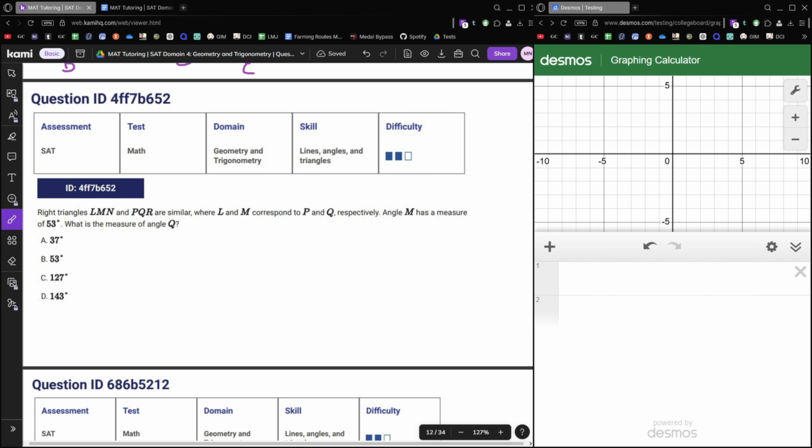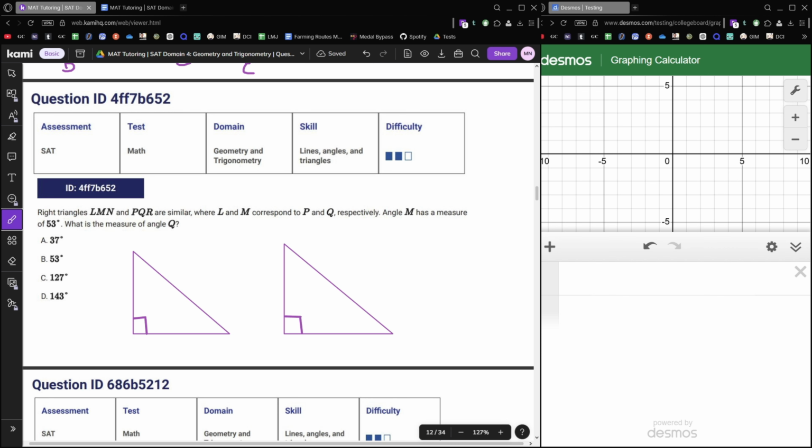On line number 12, we have two right triangles that are similar. So here's our two triangles. We note that L and M correspond to P and Q respectively. So basically, L would correspond to P and M would correspond to Q. Let's go ahead and write that. L is P, and then M is Q.